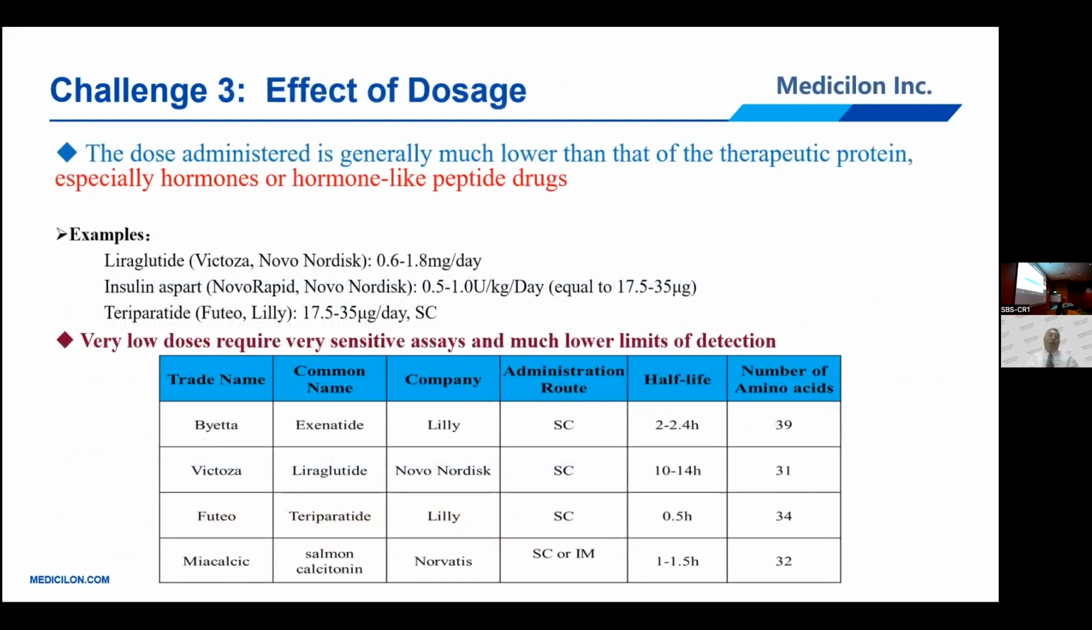The third challenge is the effective dose. As I mentioned, the doses are usually much lower compared with chemical drugs, especially for hormone or hormone-like peptide drugs, with just a few milligrams per kilogram. This also leads to limited drug concentration in the blood.